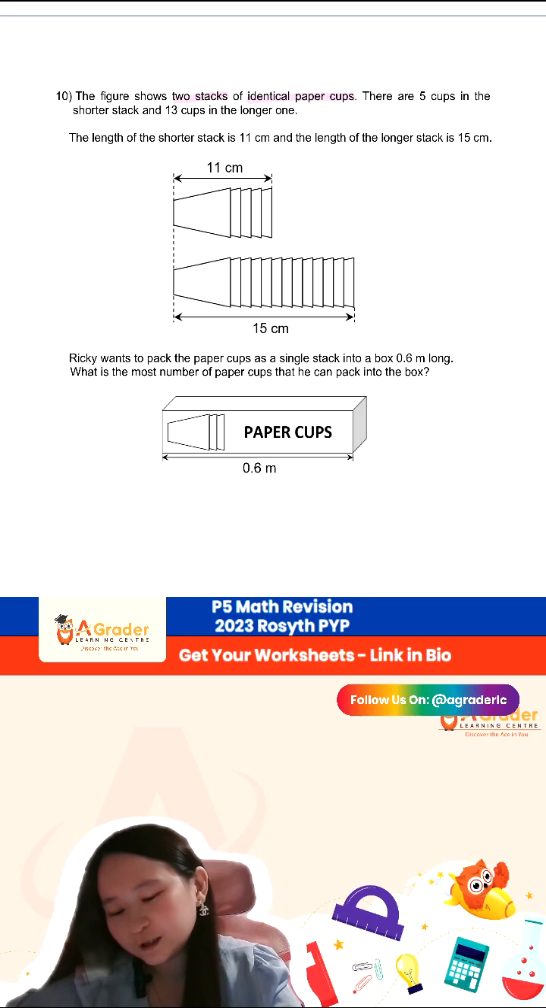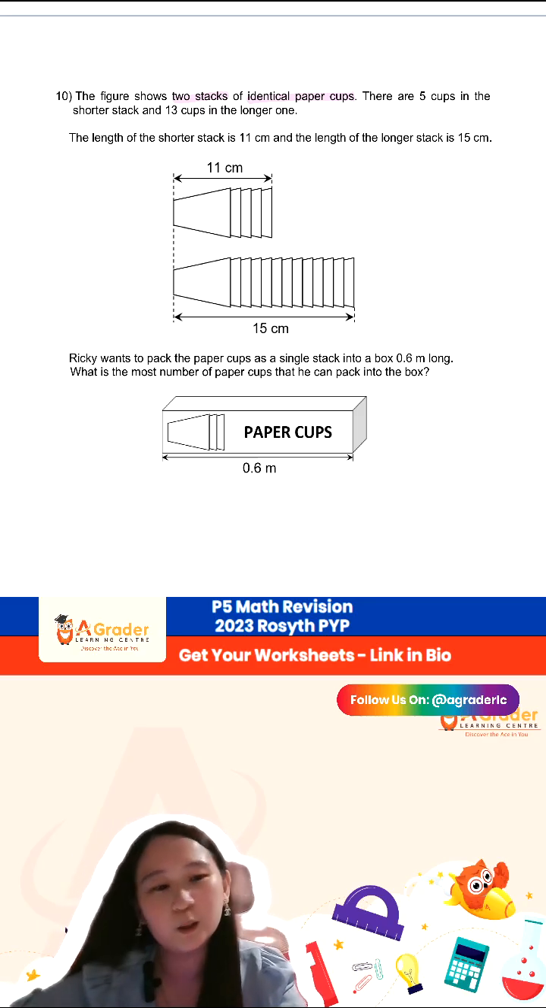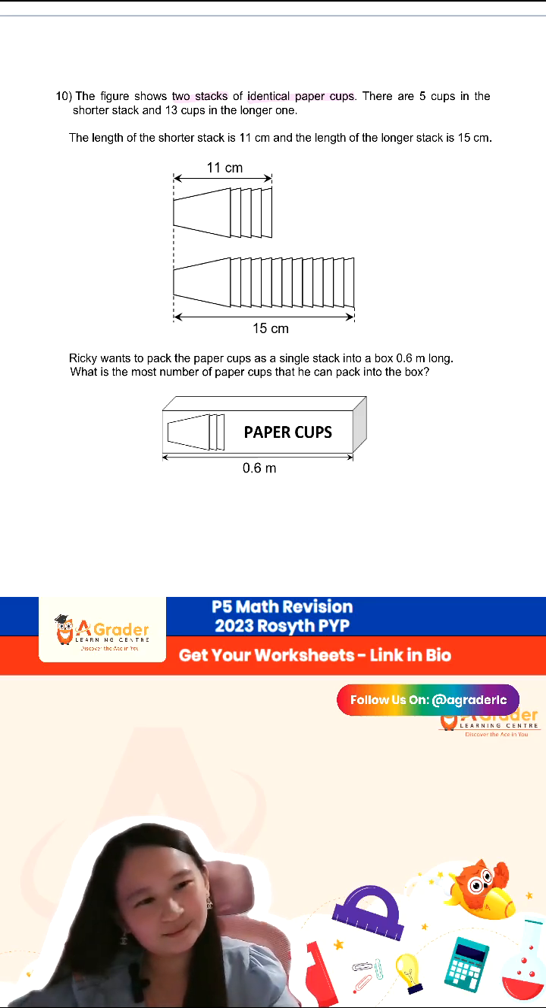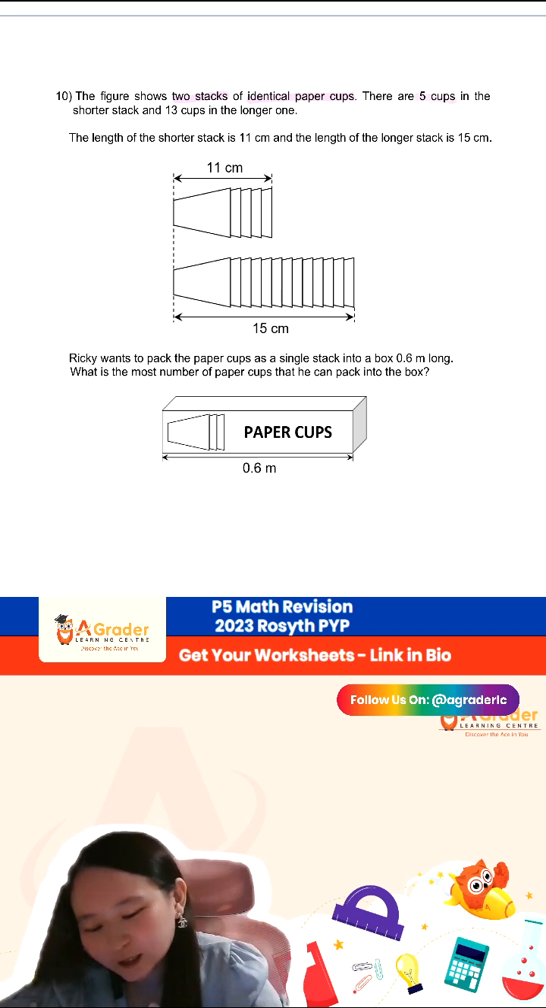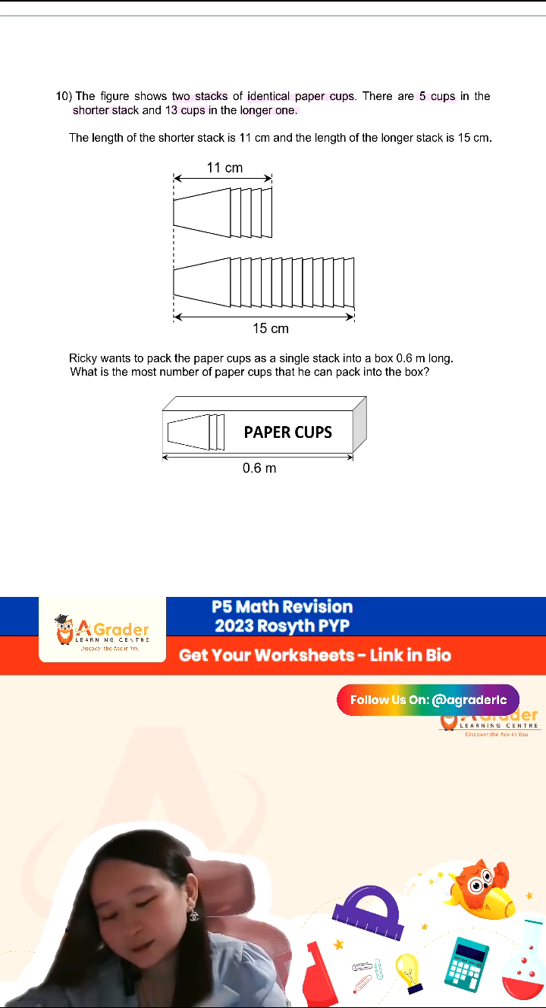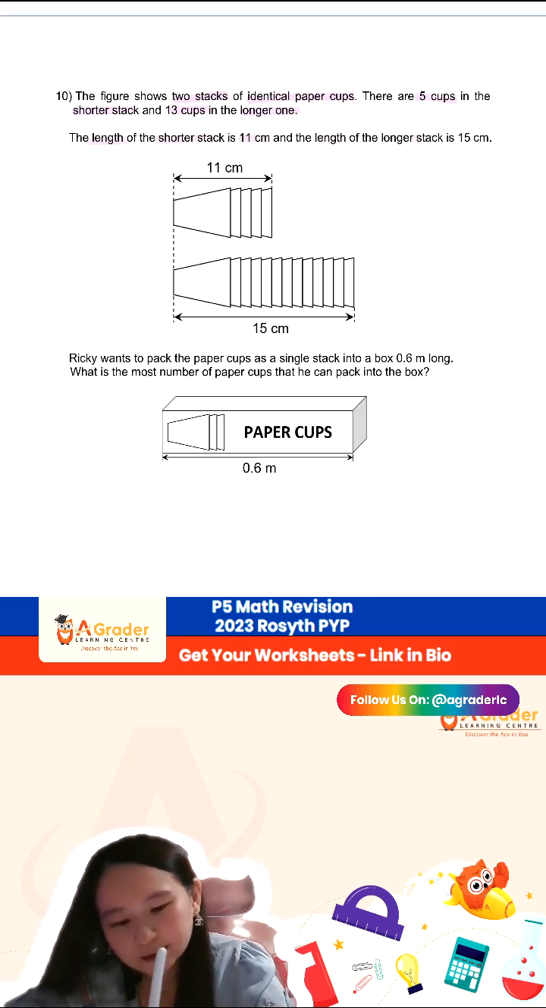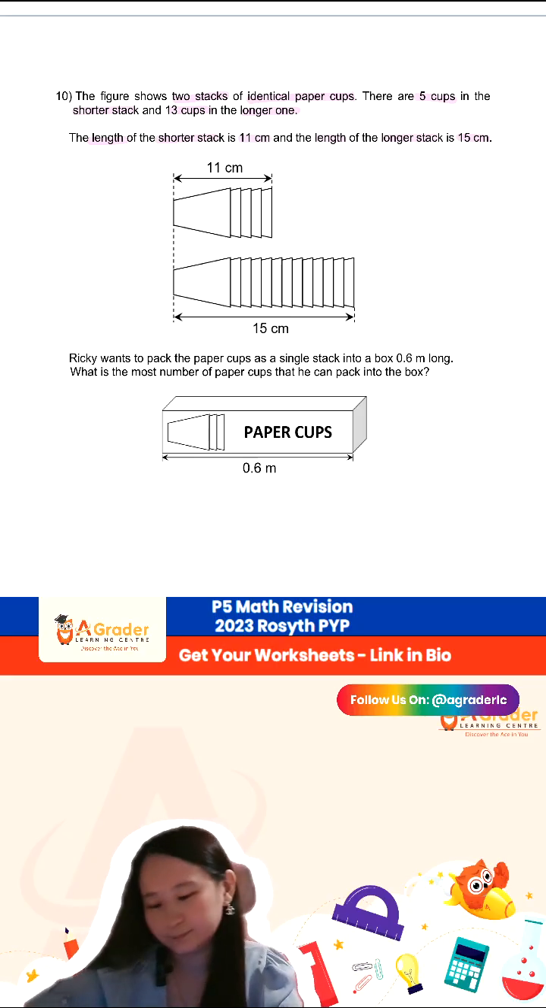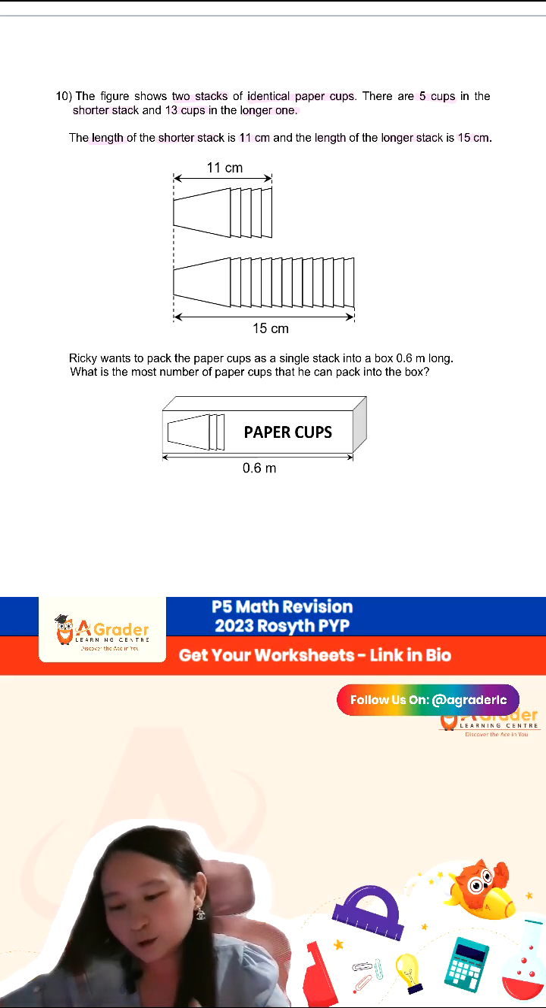Okay. The figure shows two stacks of identical paper cups. There are 5 cups in the shorter stack and 13 cups in the longer one. The length of the shorter stack is 11 cm and the length of the longer stack is 15 cm. Okay, they show in the diagram here.